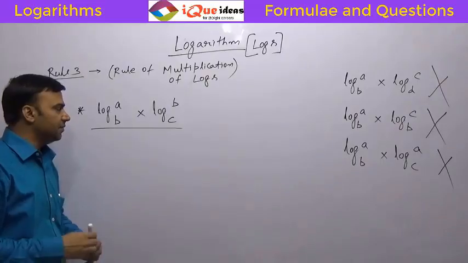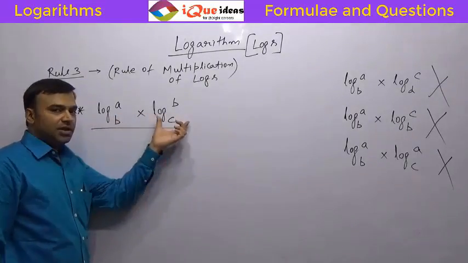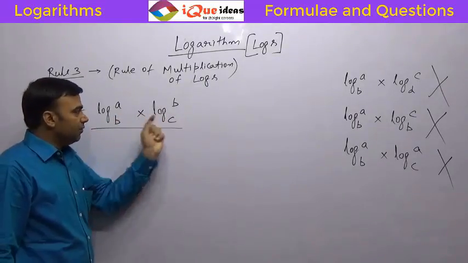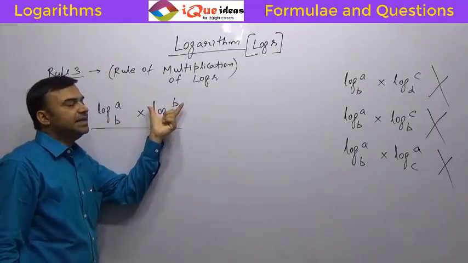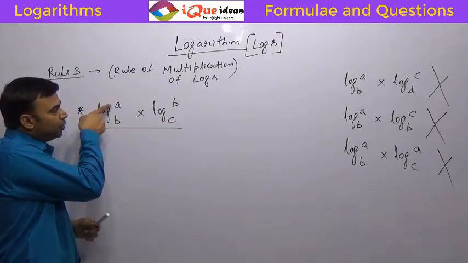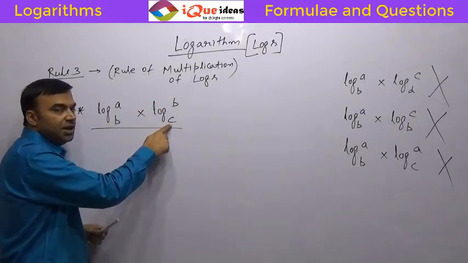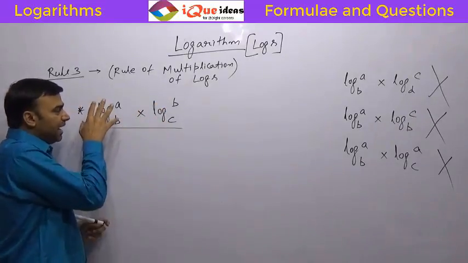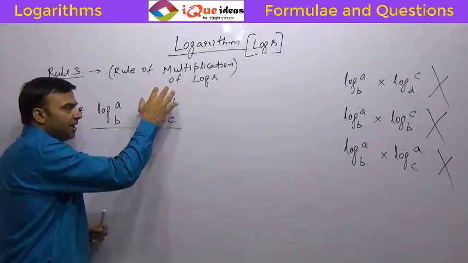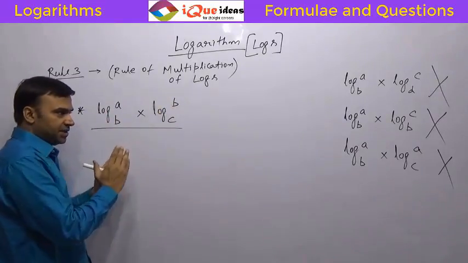First note it down clearly. There must be two logs multiplied. Base of one of the logs should be the number in the other log. You remember, this is the position of number. This is the position of base. This is the position of number. This is the position of base. So base of one log should be the number in another log. Then only the multiplication is possible.